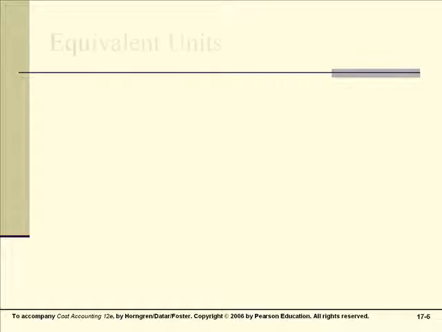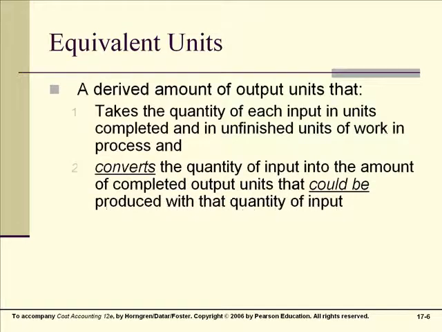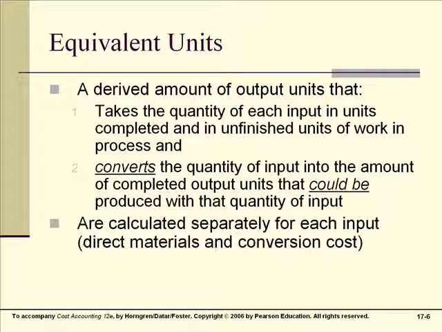With process costing, we tend to use a concept called equivalent units. It's a derived amount of input that takes the quantity of each input in units completed and in unfinished units of work in process, and converts that quantity of input into an amount of completed output units that could be produced with that quantity of input. In a lot of ways, it's thought of as a percentage of completion type of approach. Equivalent units are calculated separately for each input, and usually each input in a process costing environment consists of direct materials and conversion costs.